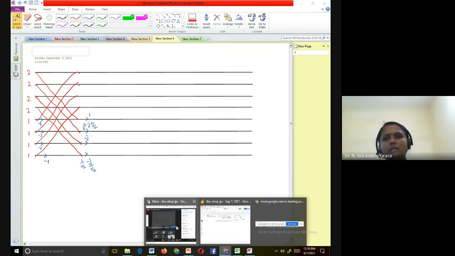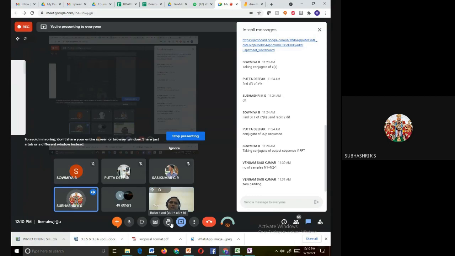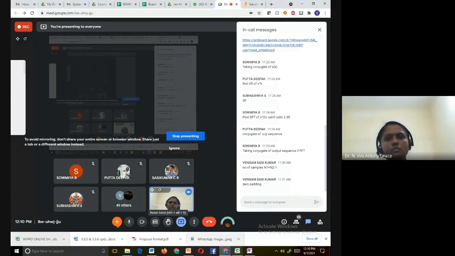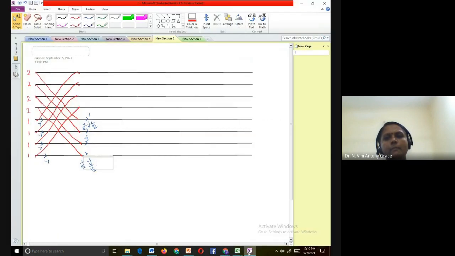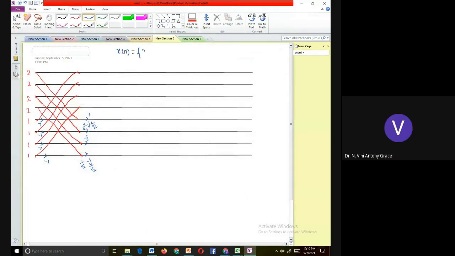Yes, anybody want to ask anything? Ma'am, how to write the inputs? Normal order, as such, how it is given in the question. The same order you have to write. In the question, it is mentioned that x of n is equal to 2, 2, 2, 2, 1, 1, 1, 1. The same order I have written here. First stage of computation is 8-point. Is it clear? Okay, ma'am. Try to find the response of this.